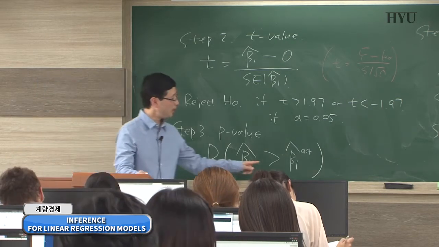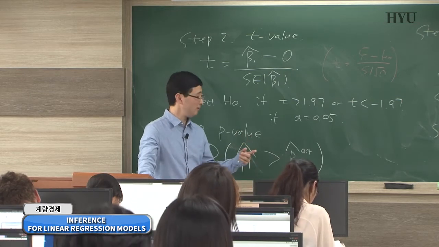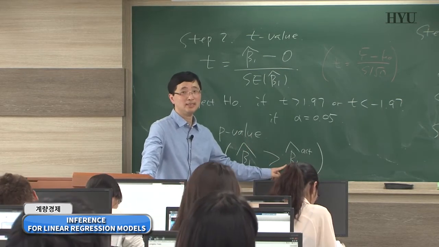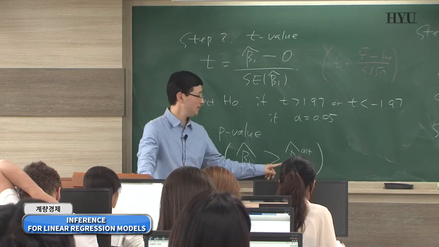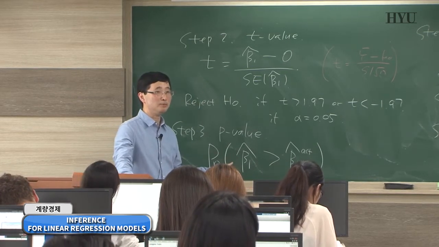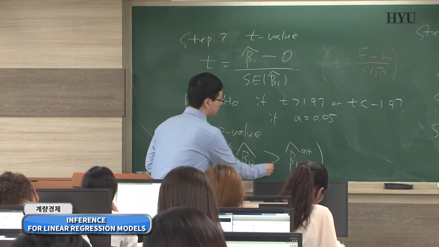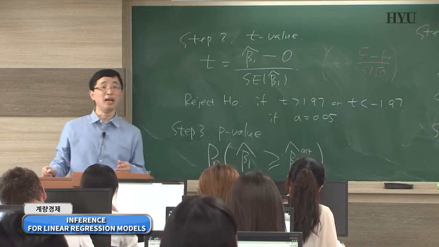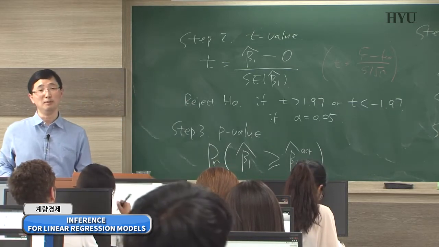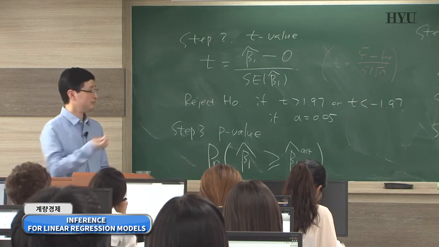So this is beta 1 hat. You have your sample. If you run a regression using R, this is something you will get from the outcome. Now you start to ask, what if I collect another sample and run another regression? What is the chance that I have a beta 1 hat which is as extreme or even more extreme than my current one? Okay?